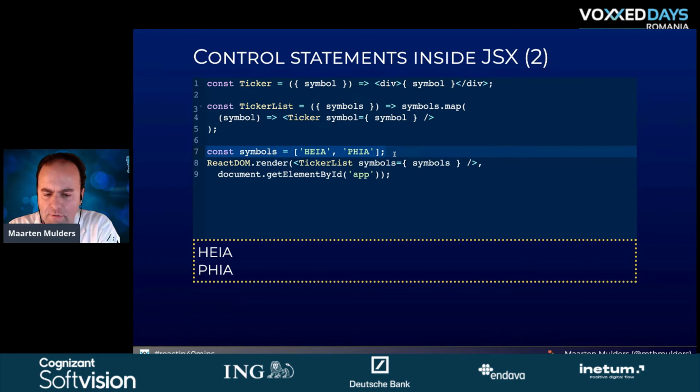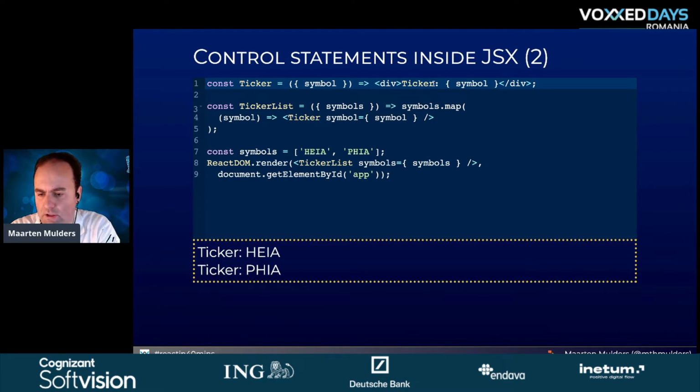First, I create an array of ticker symbols. In this case, it's two famous Dutch companies, Heineken, a beer brewery, and Philips, the electronics company. And let's say that I want to see the ticker names in a list. Well, then I have a component called ticker list, which I pass the array. Here in the top line, I have a component called ticker, which just outputs the text. I could change it a little bit, but that's not the most important thing here.